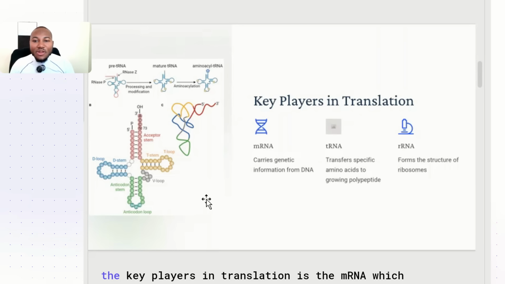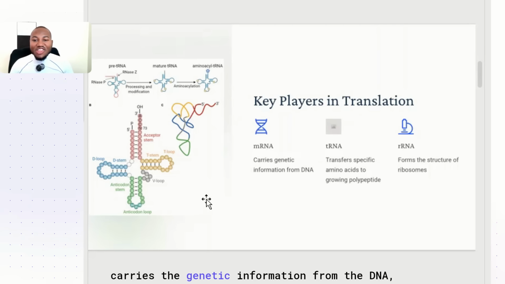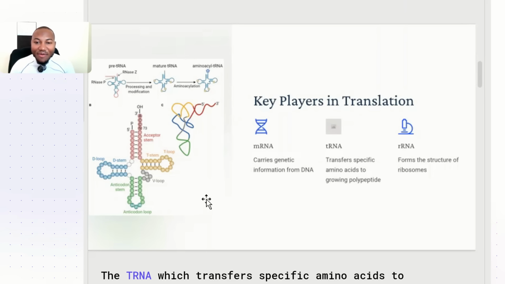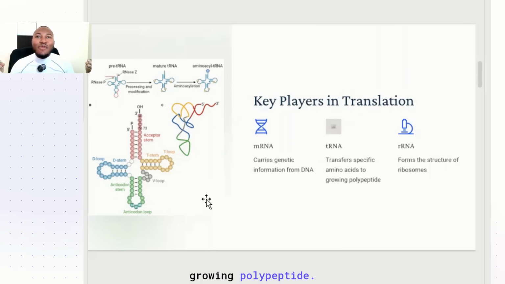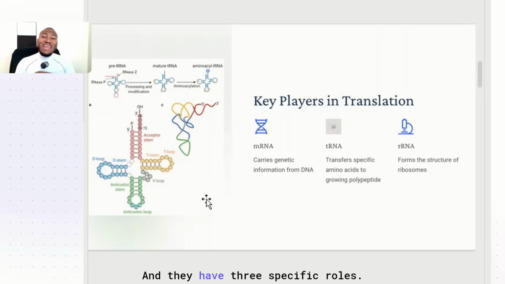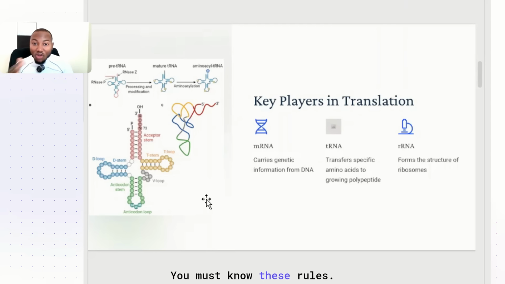So as a recap, the key players in translation are the mRNA, which carries the genetic information from the DNA, all right? The tRNA, which transfers specific amino acids to the growing polypeptide. You must know the function. Then the final one is the rRNA, which forms the structures of the what? The ribosome. So these are the three, and they have three specific roles. You must know these roles.